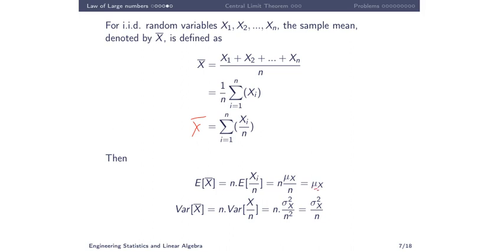Similarly, the variance of x bar is also n times the variance of xi by n. The variance of x by n is not the same, because variance is not a linear operator. So there will be sigma x square by n square. This n cancels with the n square and you will get sigma x square by n. So this is very important: the expectation of x bar will be mu x and the variance of x bar will be sigma x square by n.